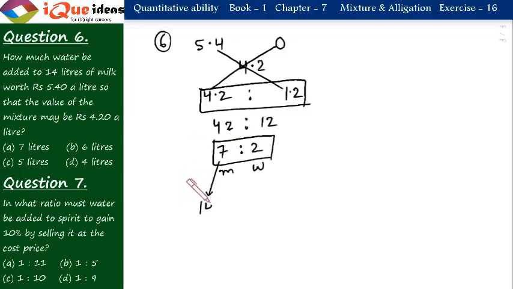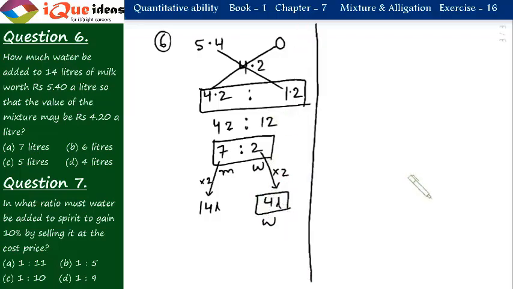Now, milk is already given as 14 liters. That means the 7 stands for 14 liters, that is multiplied by 2. So this 2, the water quantity, must become 2 into 2, that is 4 liters. So the required quantity of water is 4 liters.